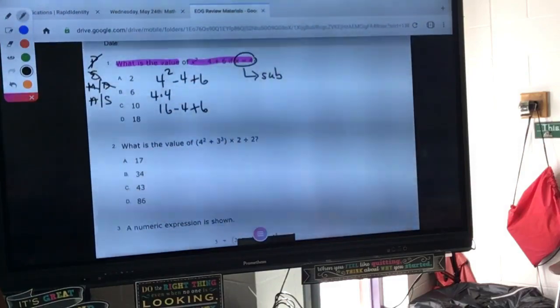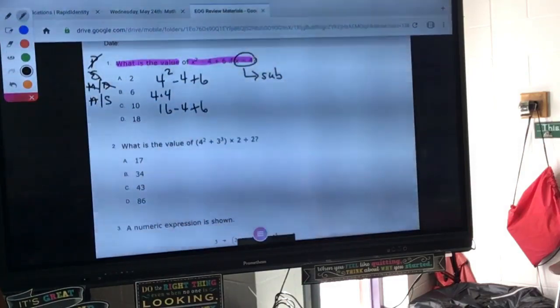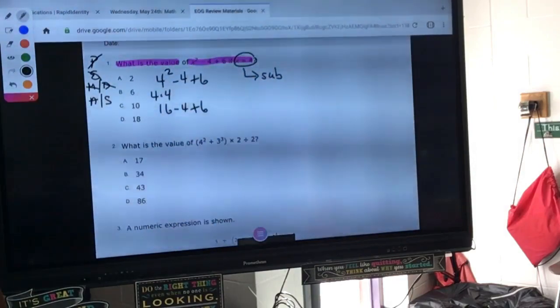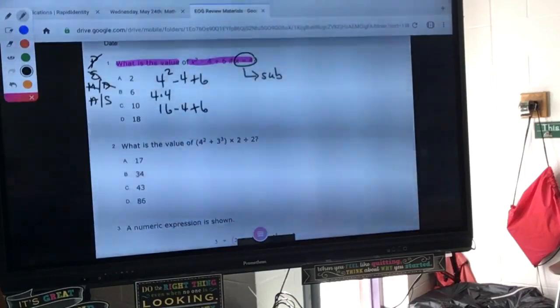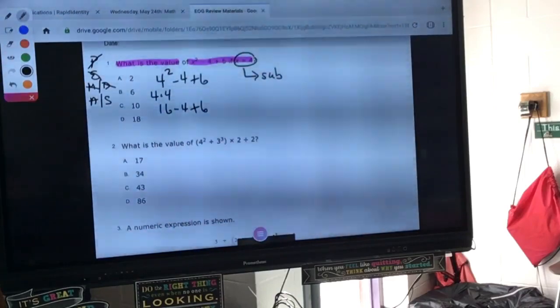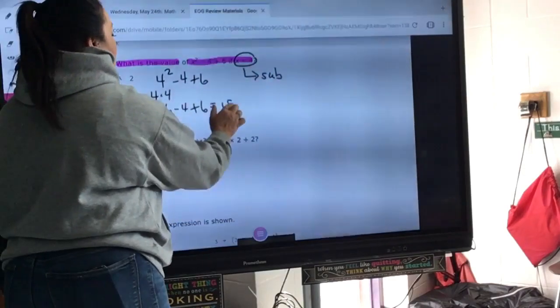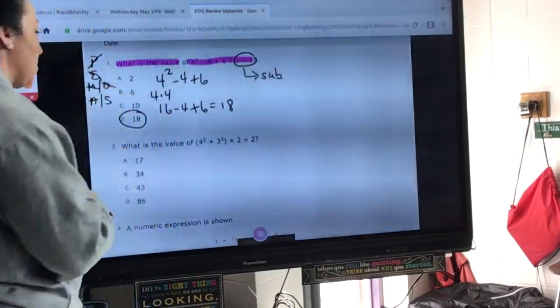How do we know what to do first? Ronnie? Left to right. Left to right. So what is 16 minus 4? 12 plus 6? Oh, 18. So the correct answer for this one is 18.